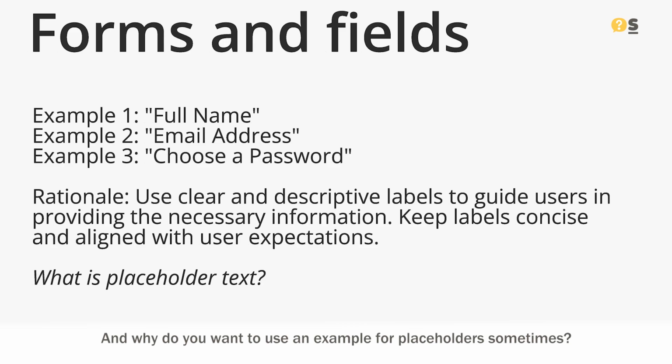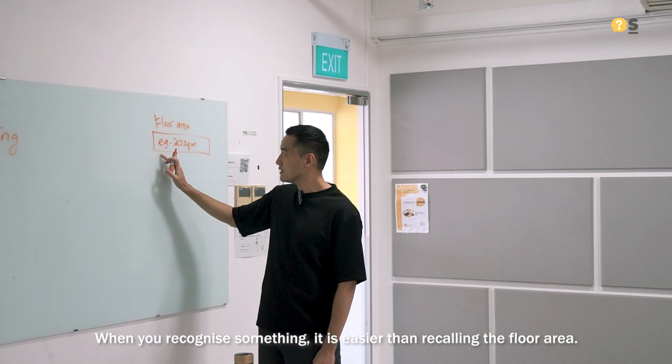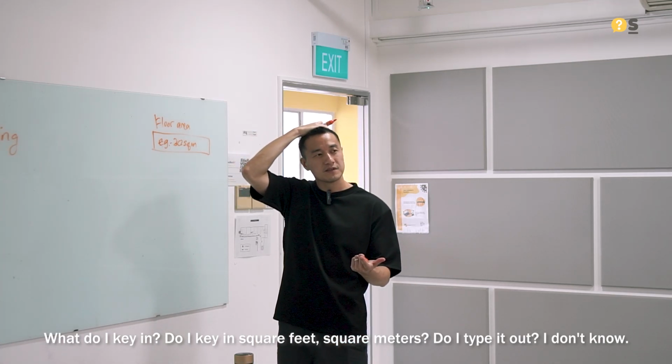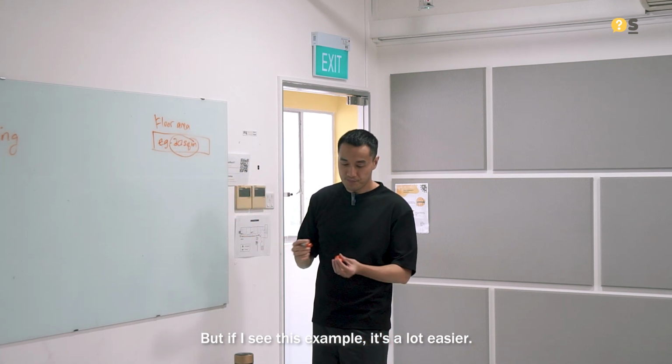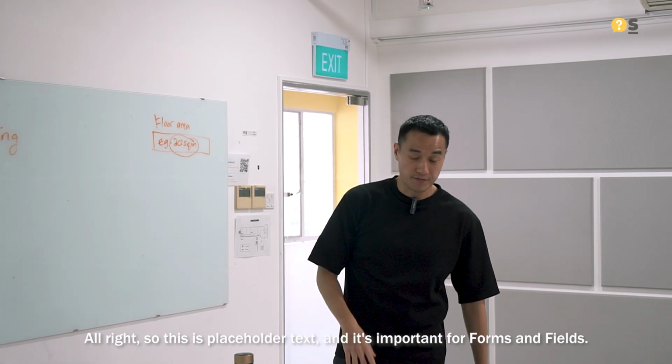And why do you want to use an example for placeholder sometimes? Because of this design principle called recognition over recall. When you recognize something, it's easier than calling it up. Floor area: oh, what do I key in? Do I key in square feet, square meters? Do I type it out? I don't know. But if I see this example, it's a lot easier. Right? So this is placeholder text, and it's important for forms and fields.